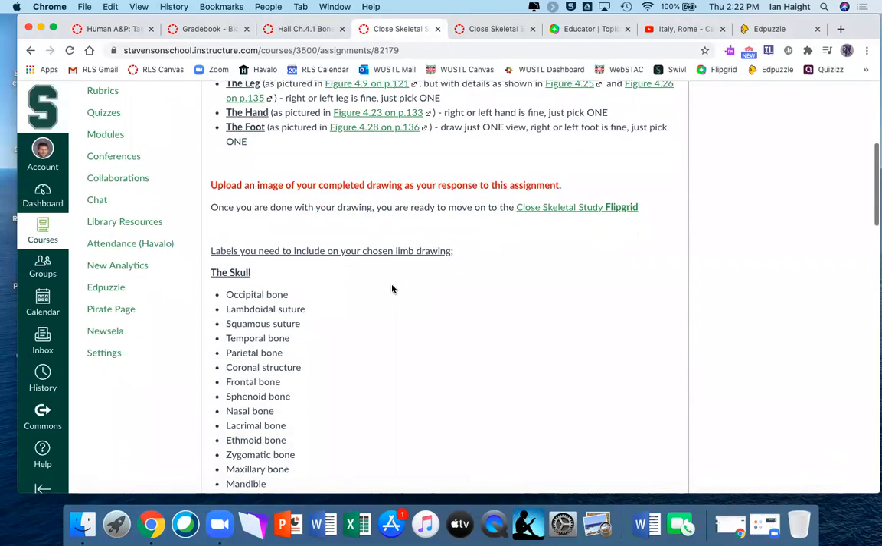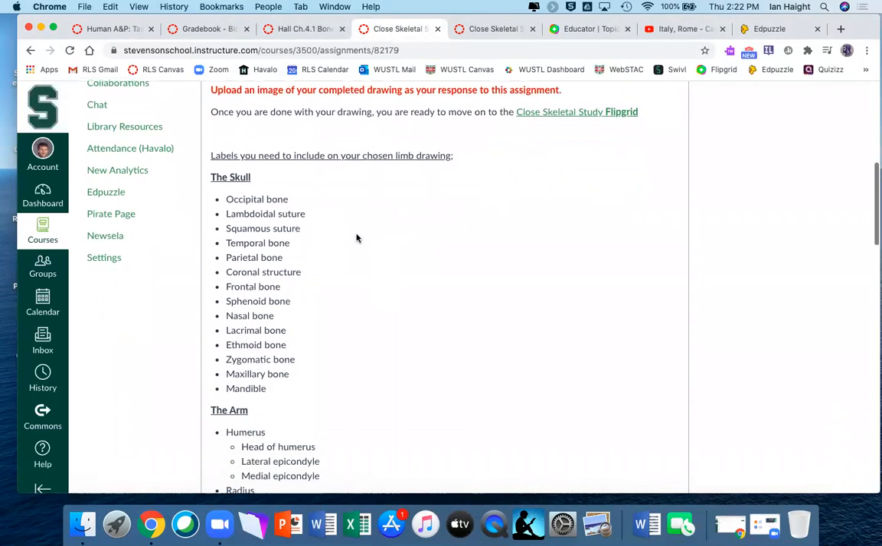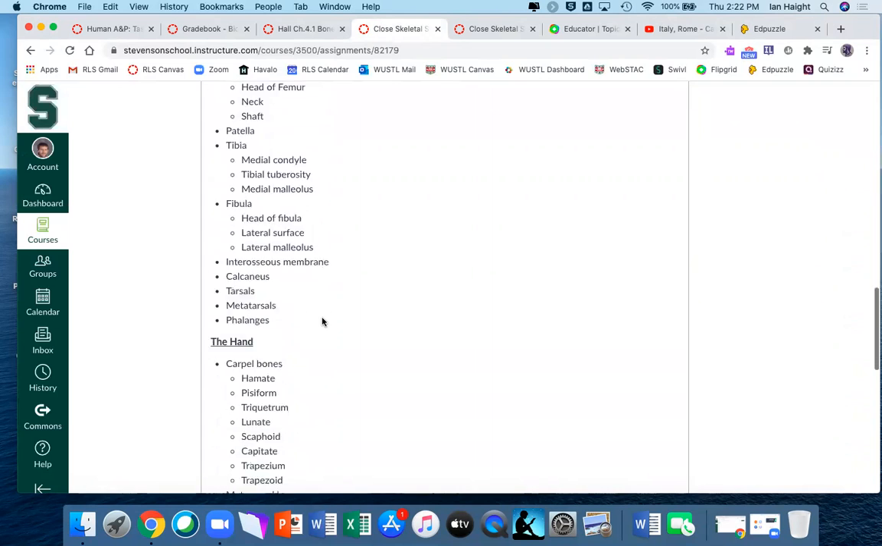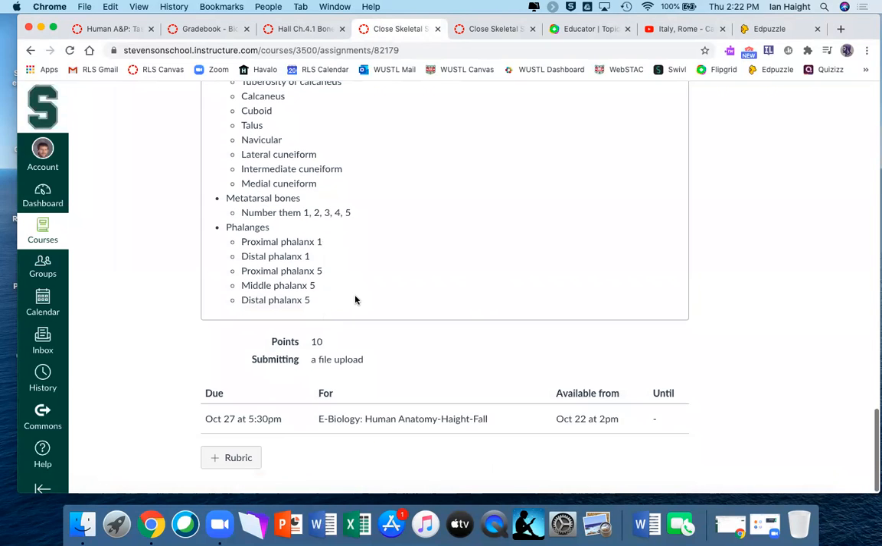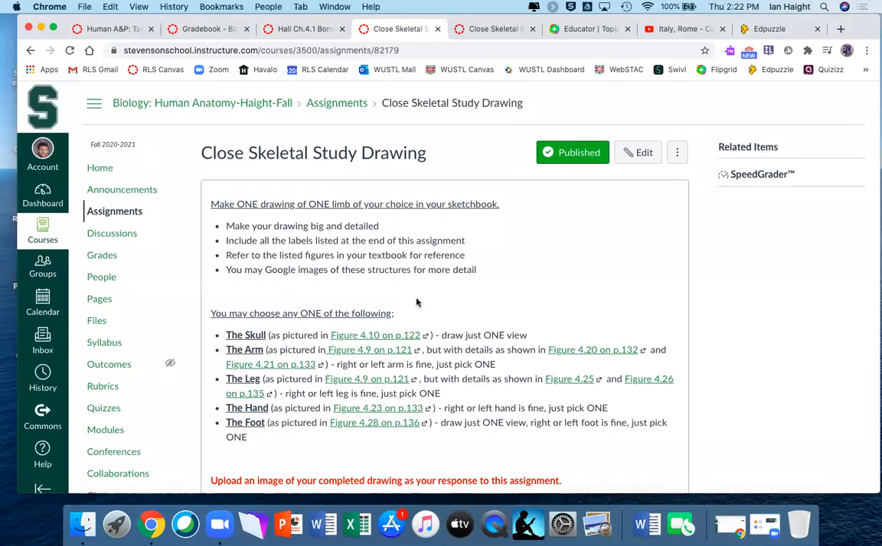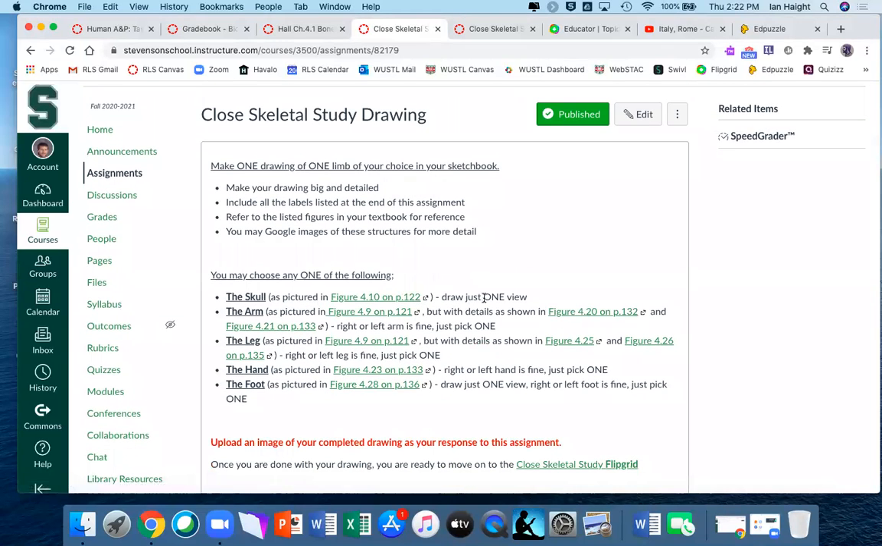In terms of what you need to label, I do have those listed. So if you scroll down, if you choose the skull, there's everything you've got to label on the skull. The arm, there's everything you should label on the arm, the leg, and so on. So I've got a list of labels you should include. These pretty much match up with the images from your textbook, so you can always find those there. If you're having trouble, if you're using Google Images and something's missing, go to your textbook and that'll be a good thing to refer to.